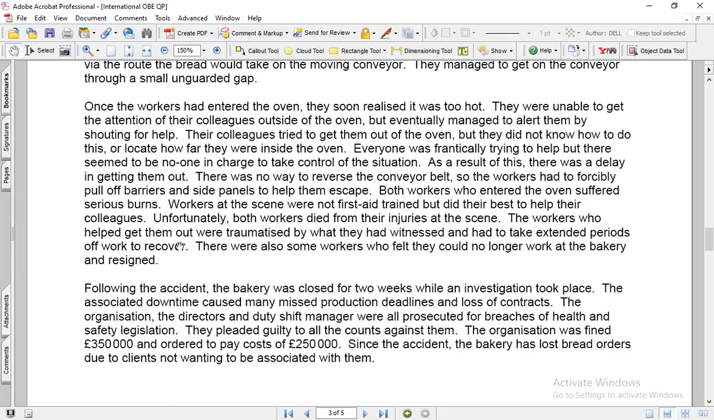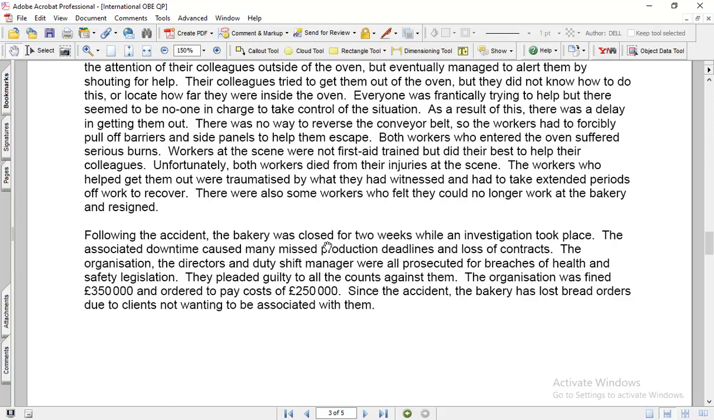The workers who helped get them out were traumatized by what they had witnessed and had to take extended periods off work to recover. There were also some workers who felt they could no longer work at the bakery and resigned. They didn't feel comfortable there after seeing what happened to their colleagues, and later left the organization. So there is a staff turnover.